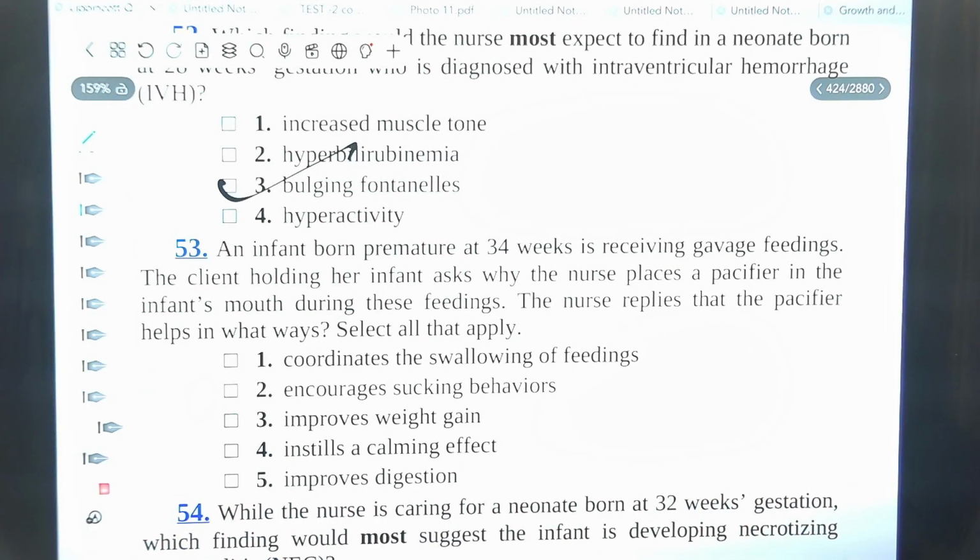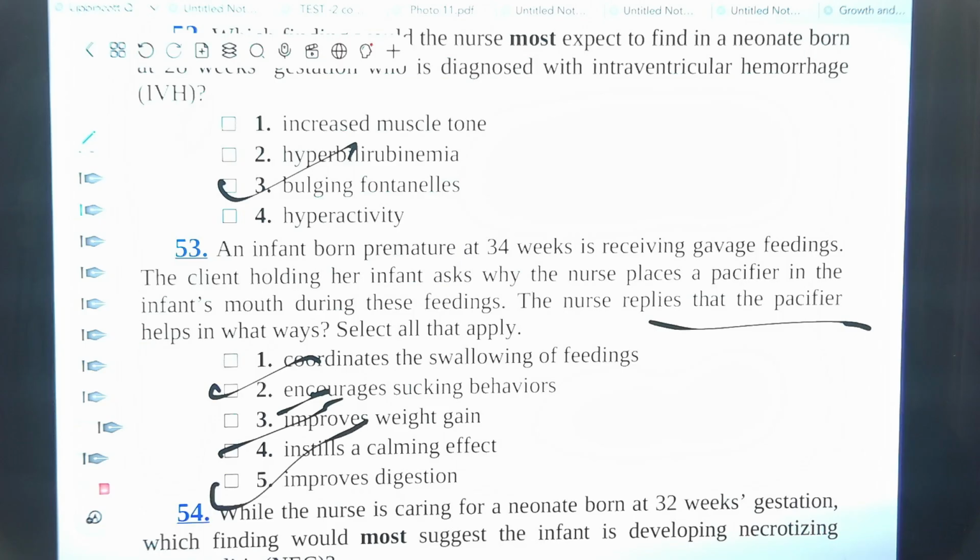Next question. An infant born premature at 34 weeks is receiving gavage feedings. The nurse holding her infant asks why the nurse places a pacifier in the infant's mouth during these feedings. The nurse should reply that the pacifier helps in what ways. So why can we give pacifiers? What can be the right answers? Encourage sucking behavior will be the right response. What else? Improve weight gain, instilling a calming effect, and improve digestion will be the correct responses.